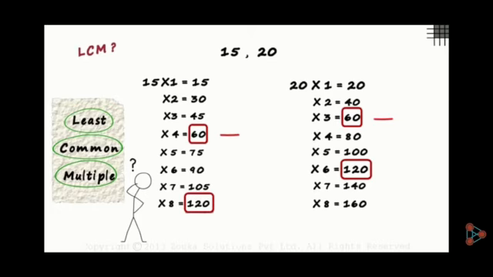Like this you can write the multiples of 15. Write multiples of 20 also. 20 ones are 20, 20 twos are 40, 20 threes are 60, 20 fives are 100, and 20 sixes are 120. Now see, 60 is common in 15 and 20 also, and 120 is common in 15 and 20 also, but the least value is 60. Therefore the LCM of 15 and 20 is 60.